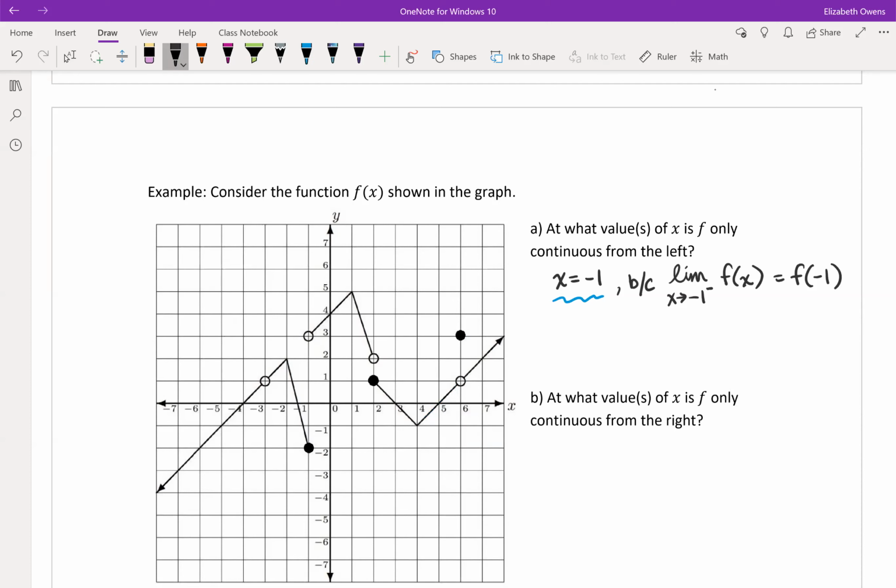All right, now we're going to do the same type of thing from the right. So at what values of x is f only continuous from the right? You might want to pause your video right now and try it out. See if you can get it.